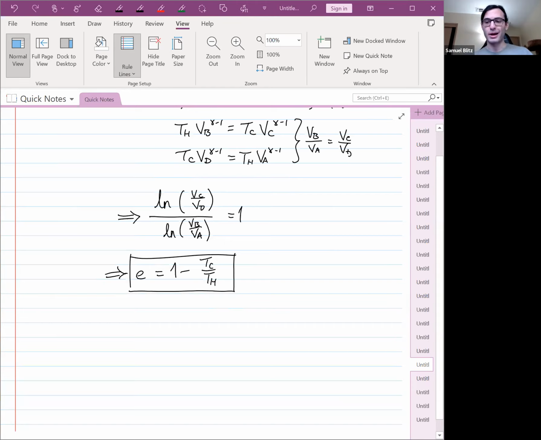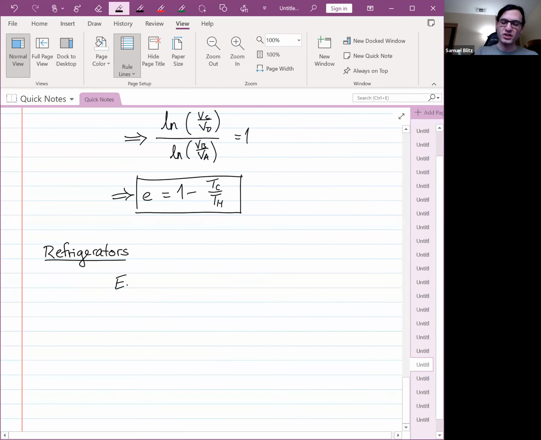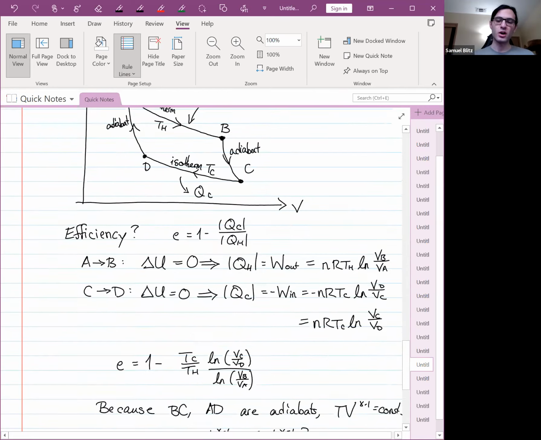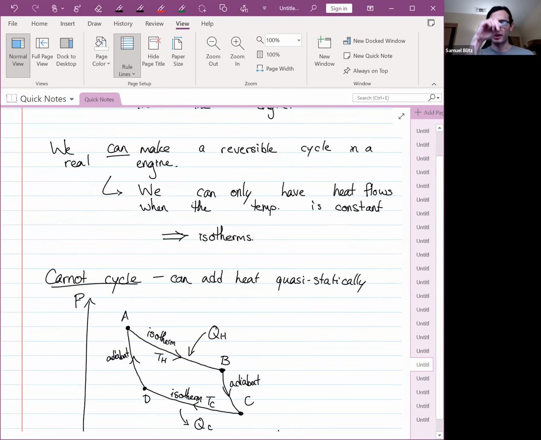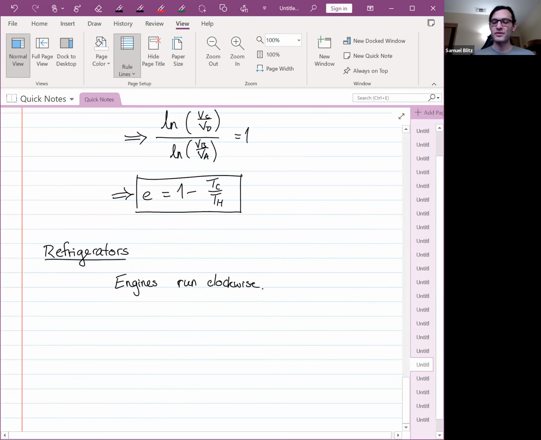Now, the last thing to talk about as far as cycles go are refrigerators. So I used to have a whole thing about refrigerators, but I'm not going to talk too long about it. The only point that I wanted to get at is that all of the engines, all of the cycles that we've talked about, they run clockwise in the PV diagram. And so, right, these are all clockwise. The cycles all go like this. And so you could reasonably ask, what happens if you turn them in reverse?